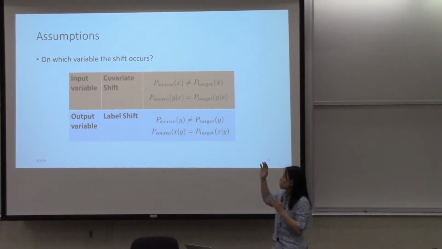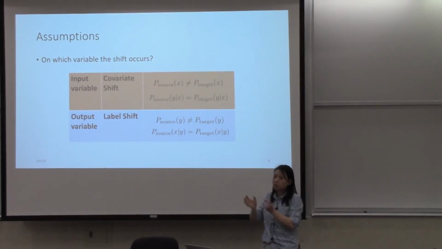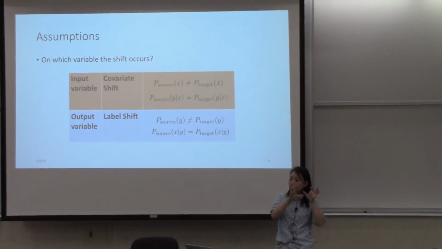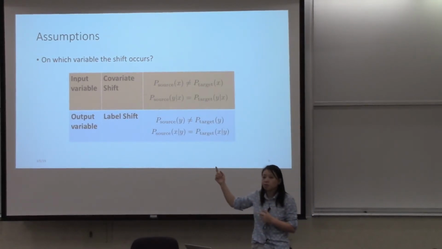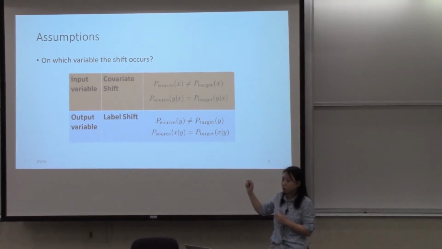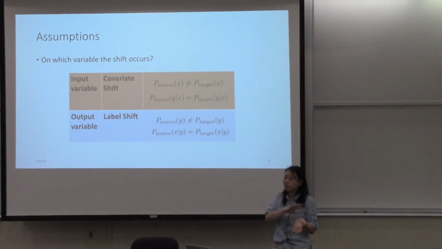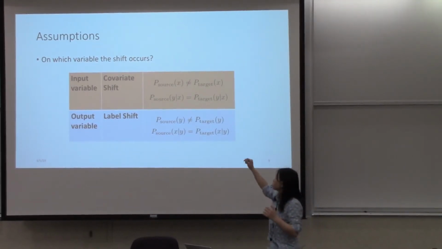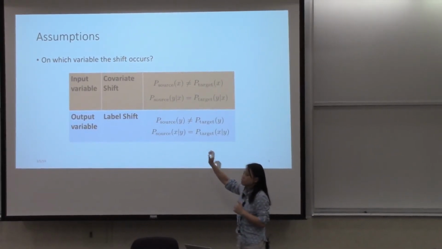So you want to decompose your joint distribution into P(x) and P(y given x), and just assume the shift is only in P(x), not in P(y given x). The other case is the opposite, where the shift only happens in the label or y variable, but not in the x given y distribution. So you find another way to decompose your joint distribution P(x,y): you have P(y) and then P(x given y), and the shift only happens in the labels, the y variable, but this x given y is the same.